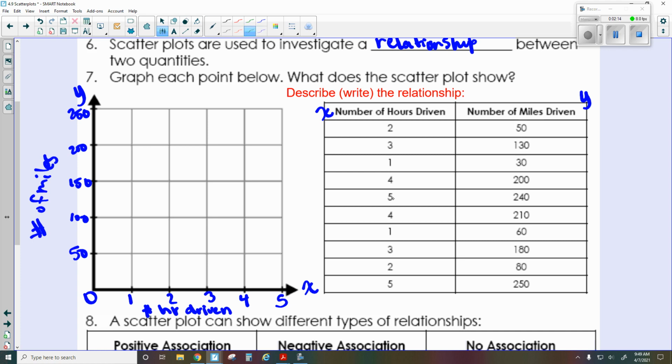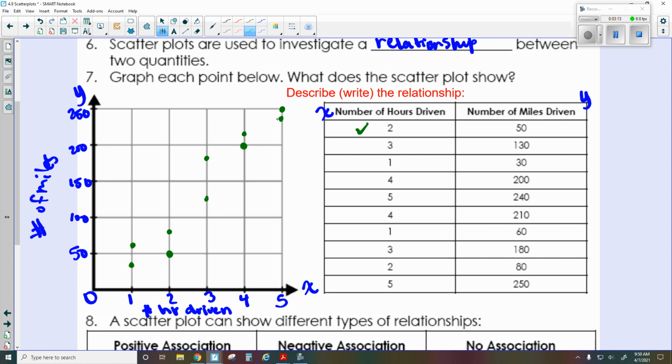And we'll start with 0 and we'll count by 50s. Okay, so let's go ahead and graph each ordered pair. So we'll start with 2, 50, 3, 130, 4, 200, 5, 240, 4, 210, 2, 160, 3, 180, 1, 80, and 5, 250.